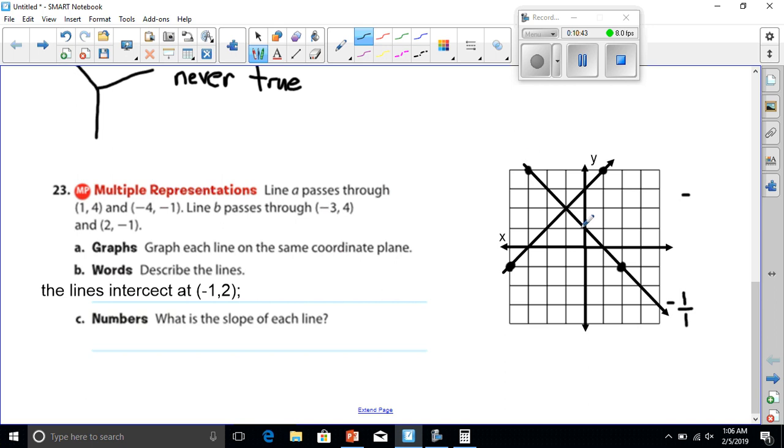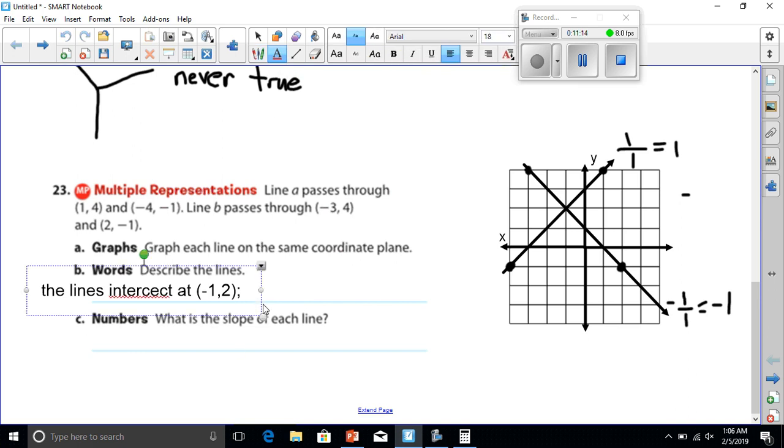The other line here seems to go up, so it's going to be a positive slope, right? Positive slope goes up 1 and over 1, up 1 and over 1, right? Rise over run. And that's going to be 1. So we have negative 1 and we have 1. That indicates that this is going to be totally perpendicular, all right? So the next thing we could write is lines are perpendicular.